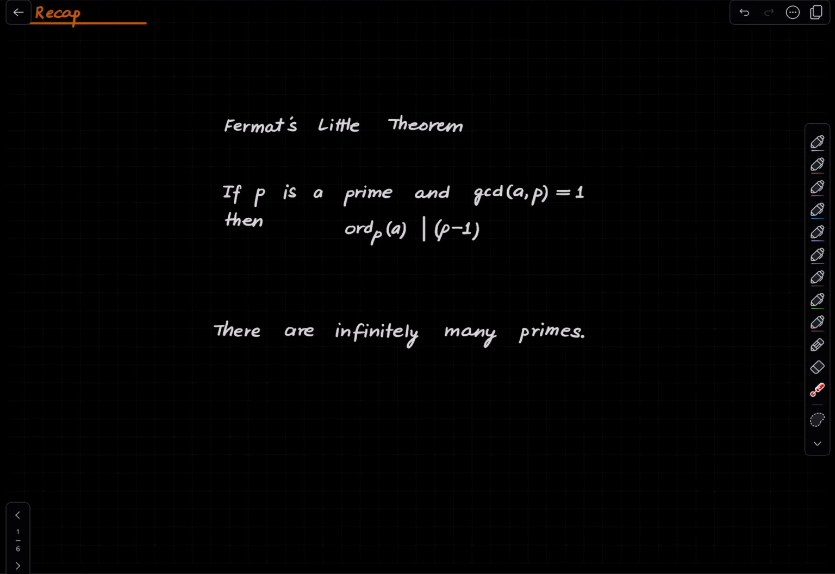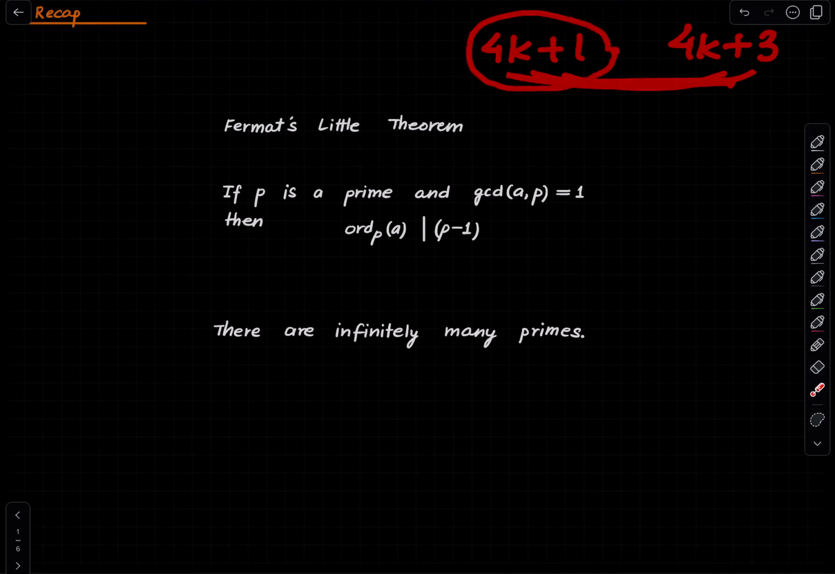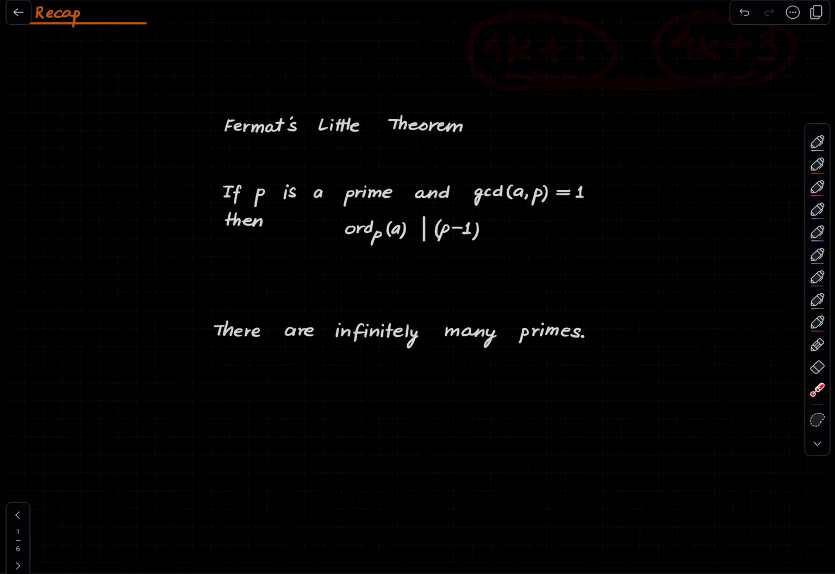So there are therefore two kinds of odd primes. One which are of the form 4k plus 1 and the other of the form 4k plus 3. Now we know that together they are infinitely many, but one can ask, how about just the primes of this form? Are they also infinitely many? And how about the primes of this form? Are they also infinitely many? Right? So we will answer these questions, and here is the main ingredient that we will need.